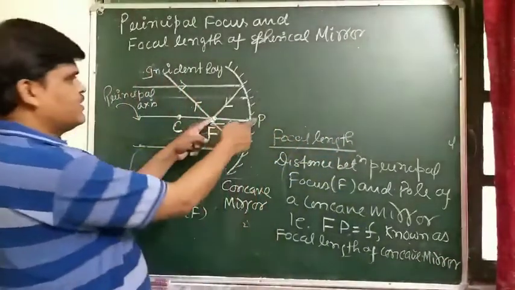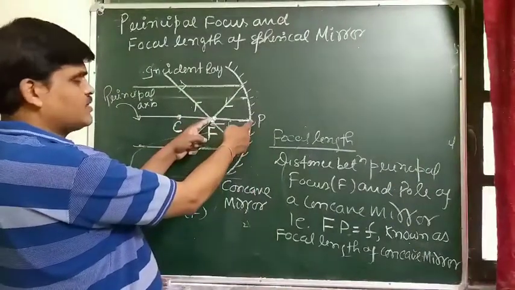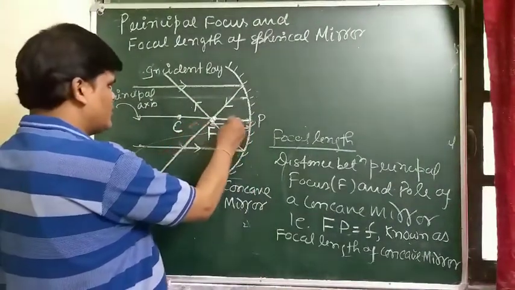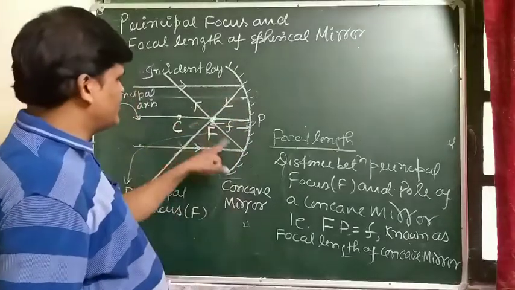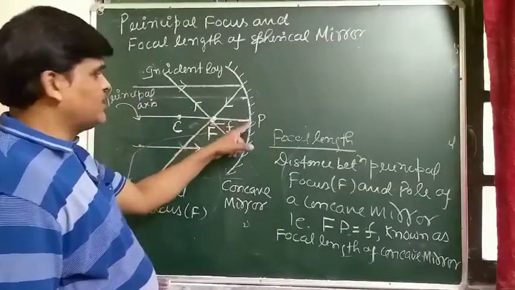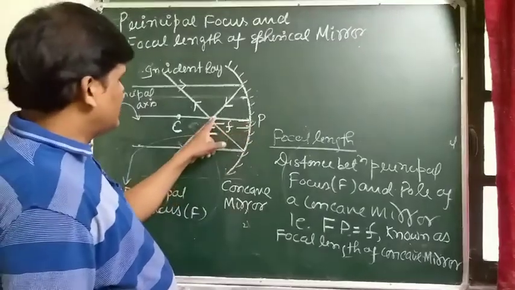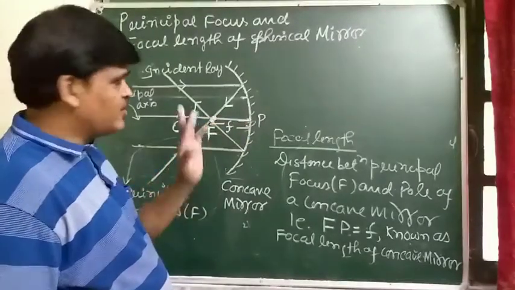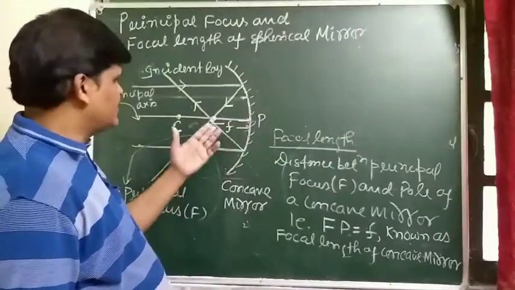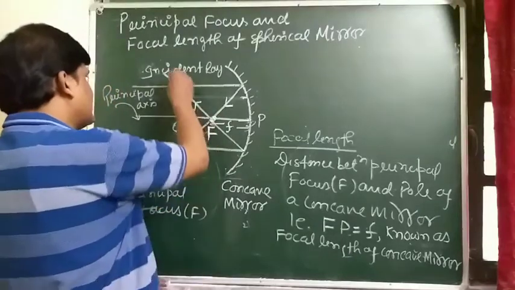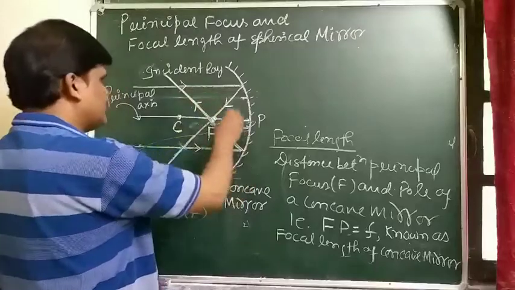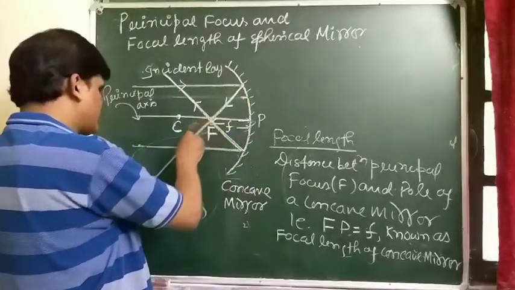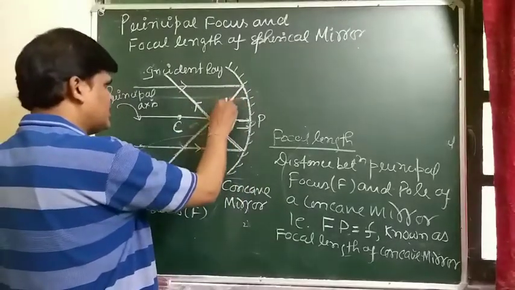So this distance between pole and focus, the principal focus, is known as what? Focal length. And student, in a concave mirror, the focal length is on the left side of the mirror, and it is taken to be negative. I will explain why we have taken it as negative in the next lecture. But it must be remembered that the focal length of a concave mirror is negative.